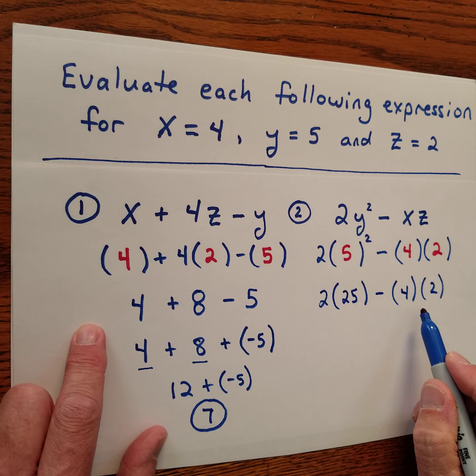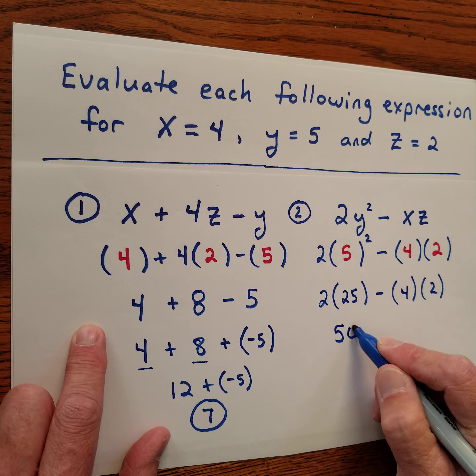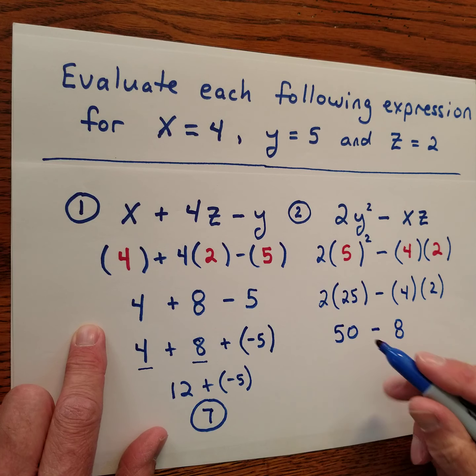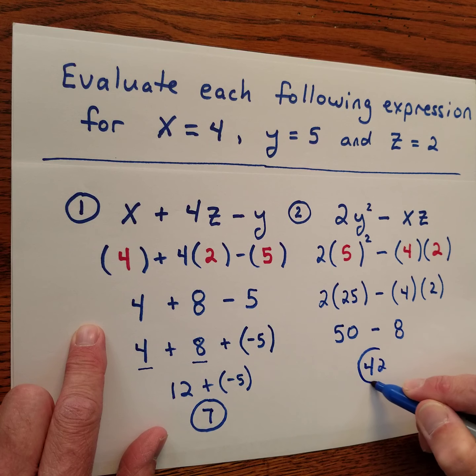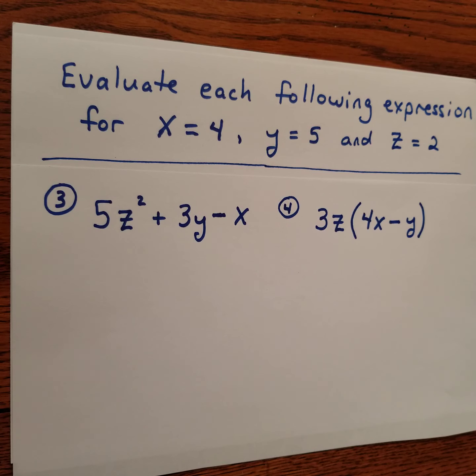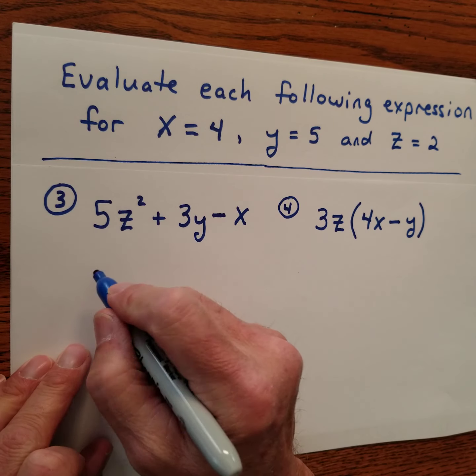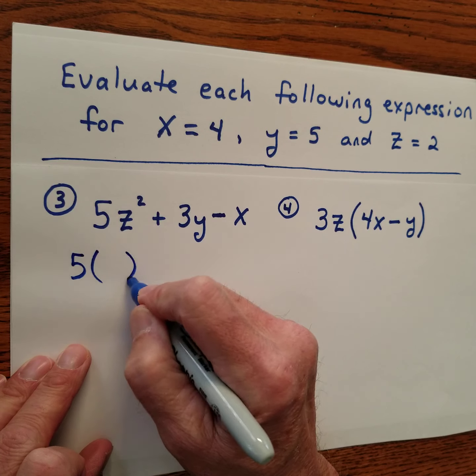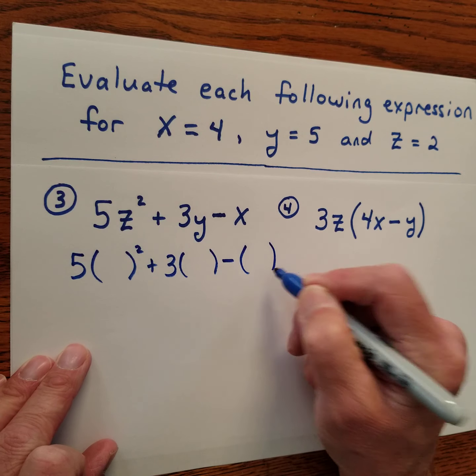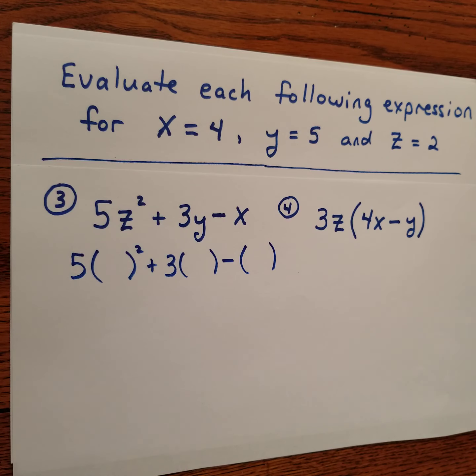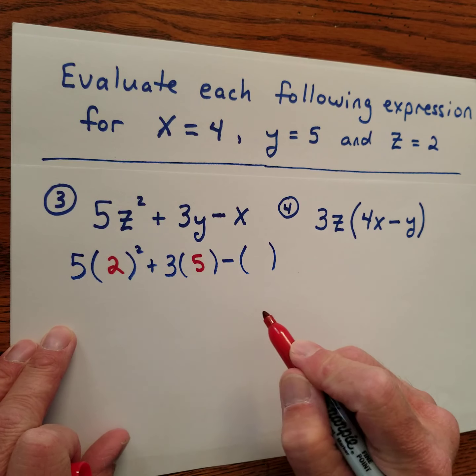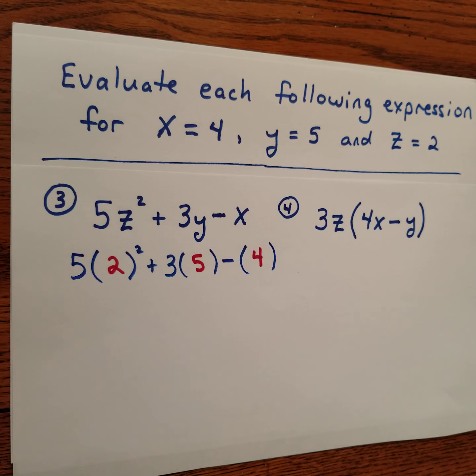Now do the multiplications. 2 times 25 is 50. 4 times 2 is 8. And 50 minus 8 is 42. Let me rewrite number 3, putting parentheses where the variables are. Plug in 2 for z, plug in 5 for y, x is 4.